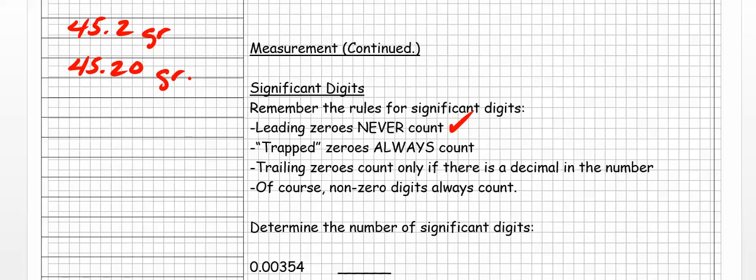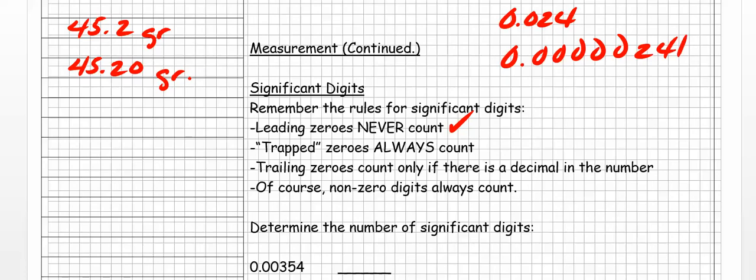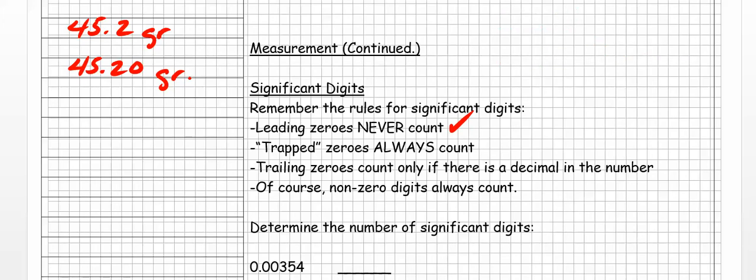So for example, if I write 0.024, the 2 zeros in front are only holding places. They're not significant, right? It doesn't matter how many zeros I have in front. Those zeros in front will never be counted as significant. So leading zeros never count. That's our first rule. The next rule is that trapped zeros always count.